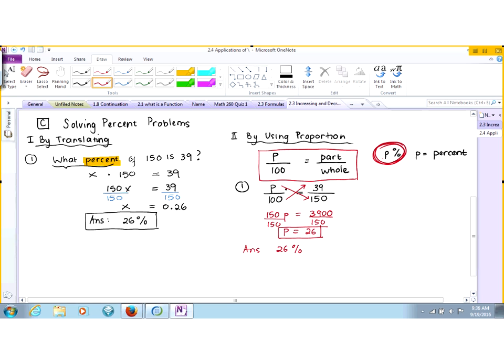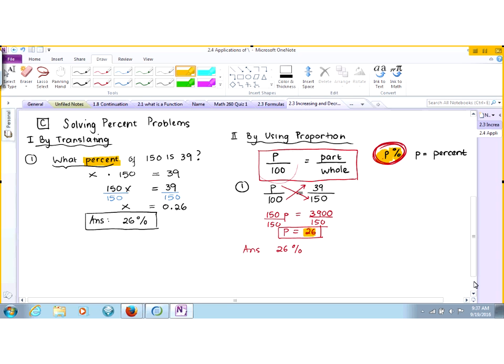Do you know what I did here? I cross multiply, right? P times 150, which is 150p. 100 times 39 is 3900. This is called proportion. That's why we could cross multiply. This is a ratio equal to another ratio. So which one's easier? I think both are easy. You could choose either one. Just remember P is the number in front of the percent. So it's not P and then you change this to percent. This is 26%.